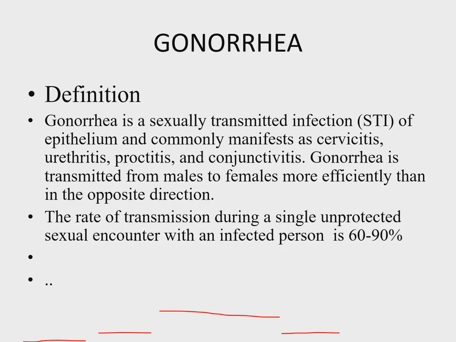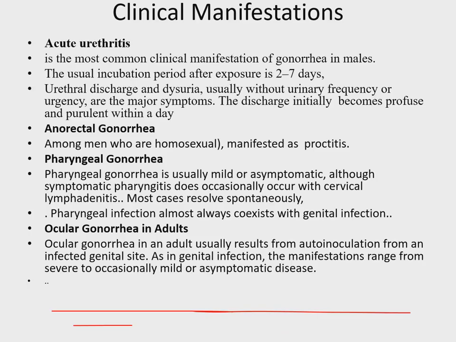What is the rate of transmission with only a single unprotected sexual encounter with an infected person? It's very high. It can reach up to 90%. That means with any sexual contact with a patient with gonorrhea, the other person will get gonorrhea in around 90%. Very, very high.